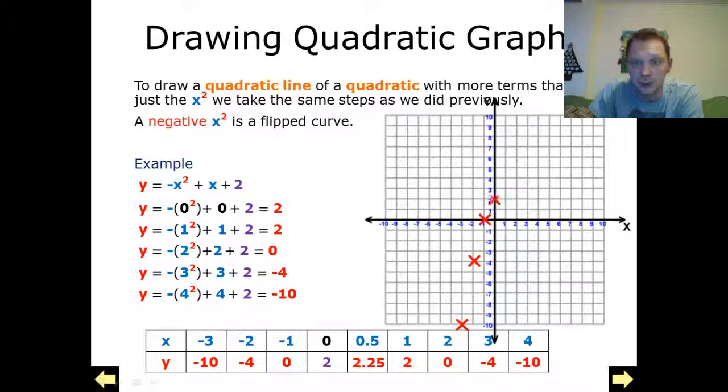Now, if I was to plot all these points into my graph, here's all my points, and then I've joined it with a curved line. But like I said, because it's a negative x squared, our curve is starting from the bottom, heading upwards, and then going back down to the bottom.